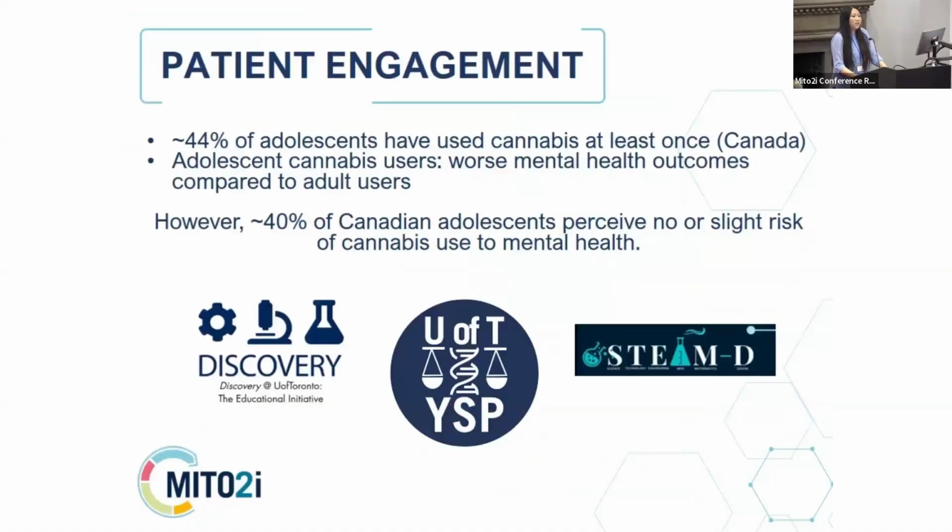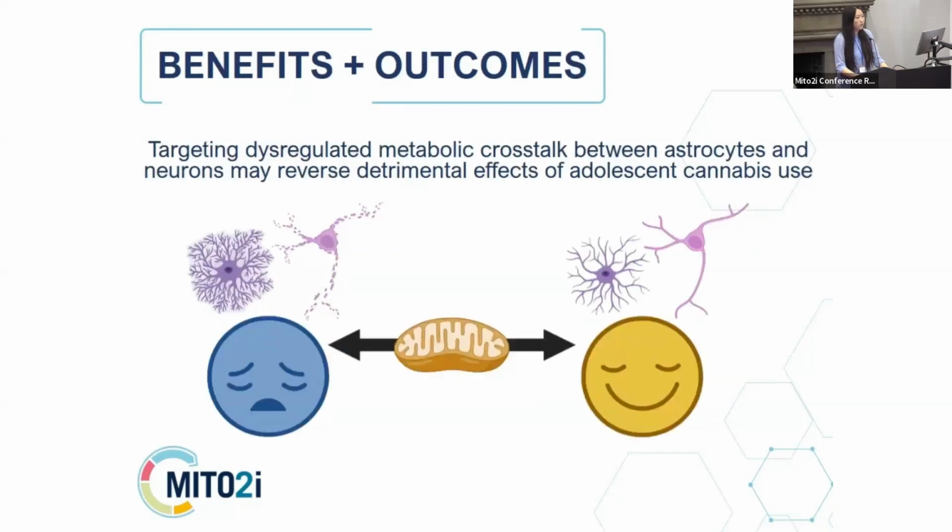So for patient engagement in the cannabinoid world, there's kind of a disconnect with adolescents really having a worse mental health outcome compared to their adult counterparts. However, most adolescents don't actually perceive cannabis to be harmful for mental health. So in disseminating this information at youth-oriented programs across U of T, we hope to get this message to the target population. And finally, targeting this dysregulated metabolic crosstalk between astrocytes and neurons may reverse the detrimental long-term effects we see with adolescent cannabis use.